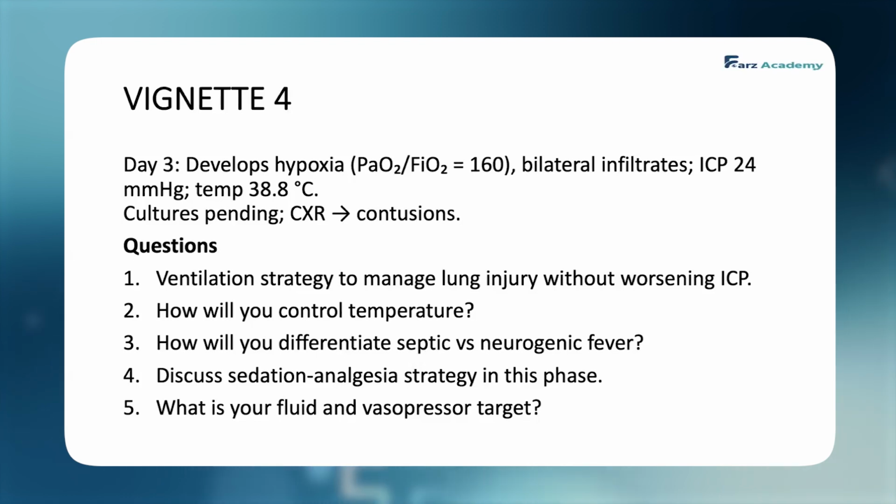Because it is a traumatic brain injury, our carbon dioxide target will be 35 to 40, and here we will avoid permissive hypercarbia, because hypercarbia causes secondary brain injury, and also you can't give very high PEEP, which again increases your ICP.